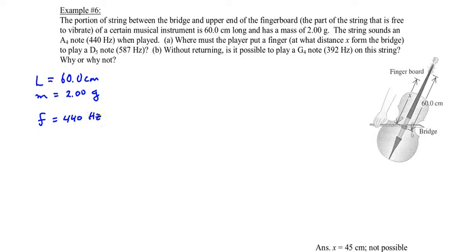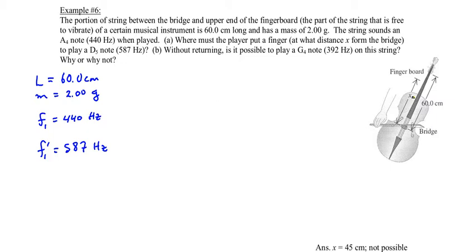We would like to know where the player must slide their finger along here, a certain distance x from the bridge, so that they could form a D note instead. So right now, with no finger contact for this entire length of 60 centimeters, it's producing a 440 hertz note. Now, we'd like to produce a second frequency. I guess we'll call that F prime, at 587 hertz. Both of these are really fundamental frequencies. We're assuming that it's just one single loop.